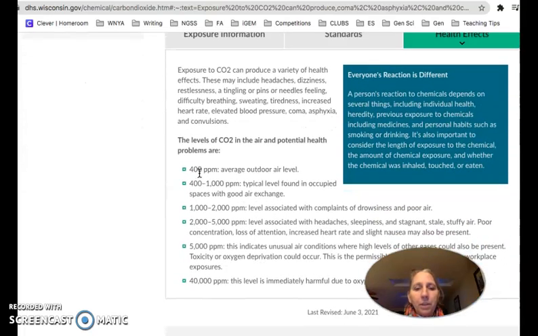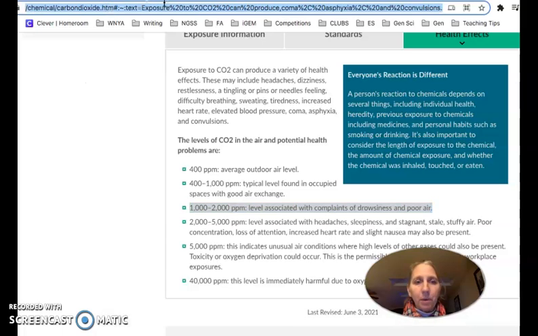And you'll see here it talks about 400 parts per million being the outdoor level, 400 to 1,000 being the typical level when in an occupied space. And from 1,000 parts per million on, you start to see a negative impact on health. So I want to keep my source, so I'm going to copy, Control C, the web link there of the URL, and we'll use that in our CER.